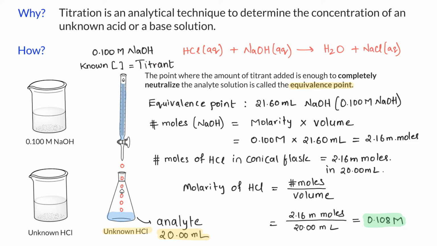The second method to determine the equivalence point is by plotting a titration curve. We will discuss this in the next semester.